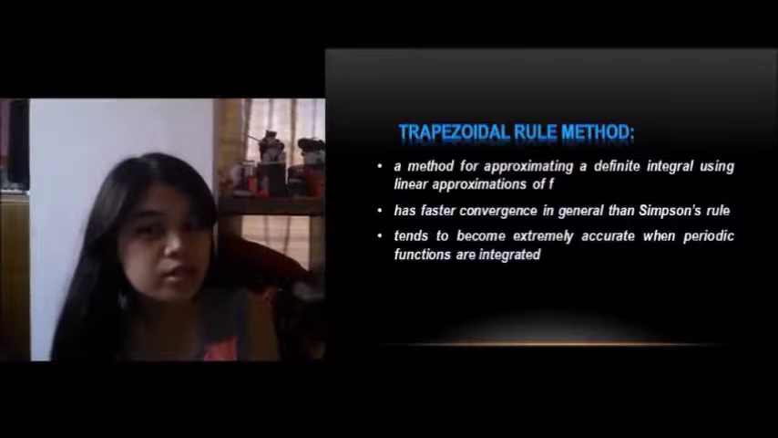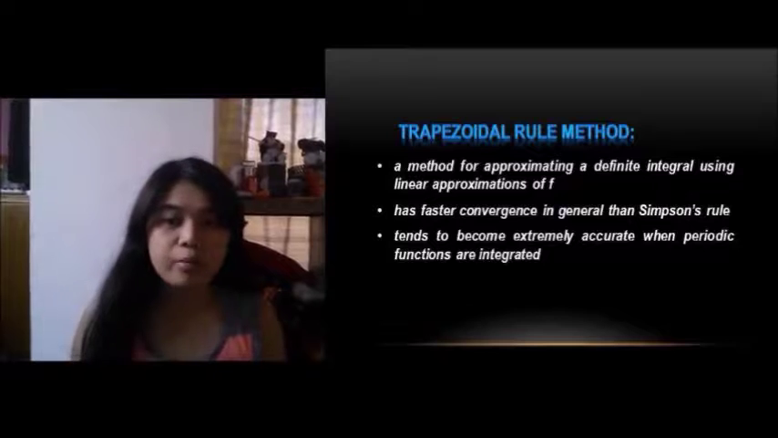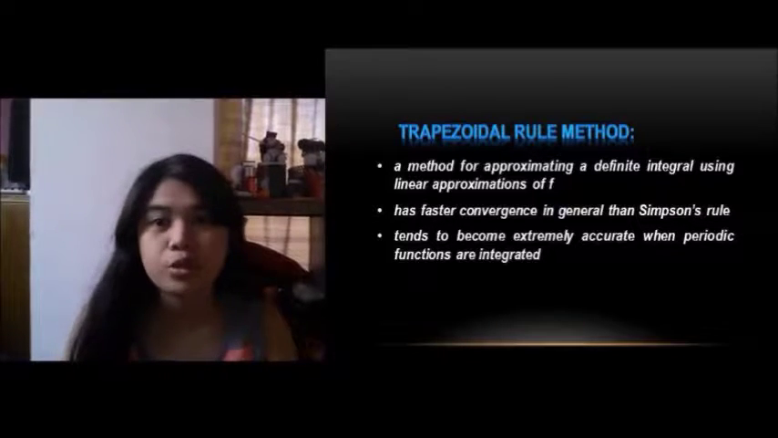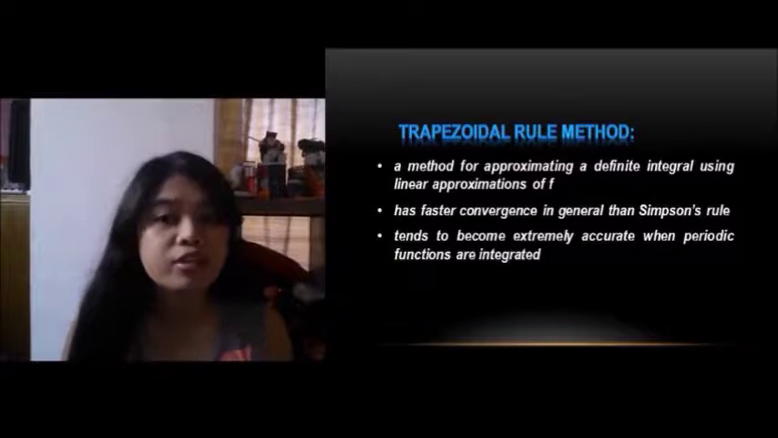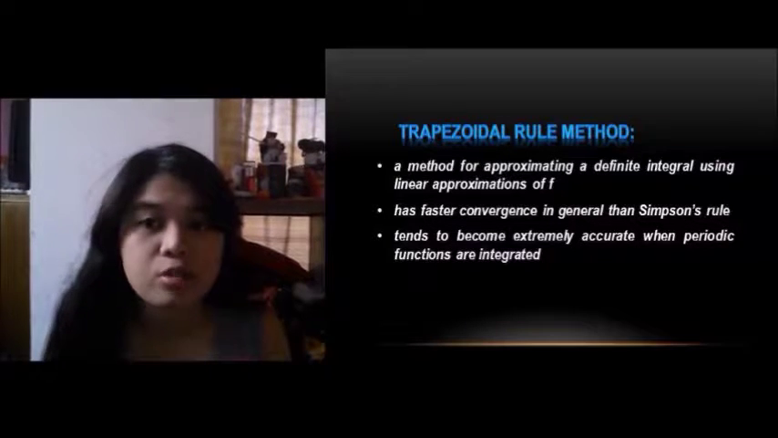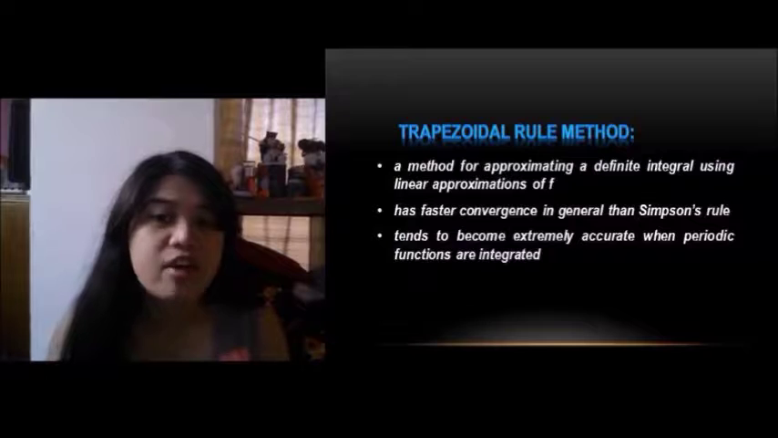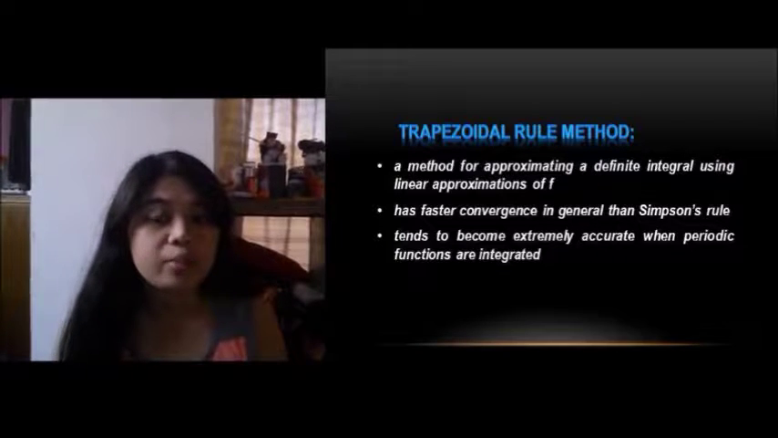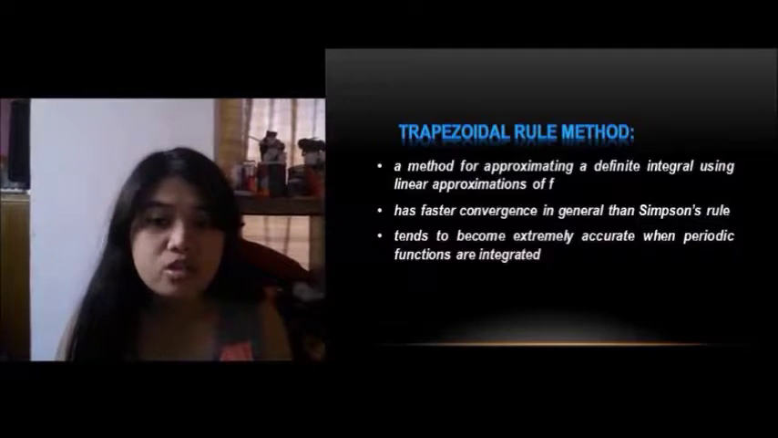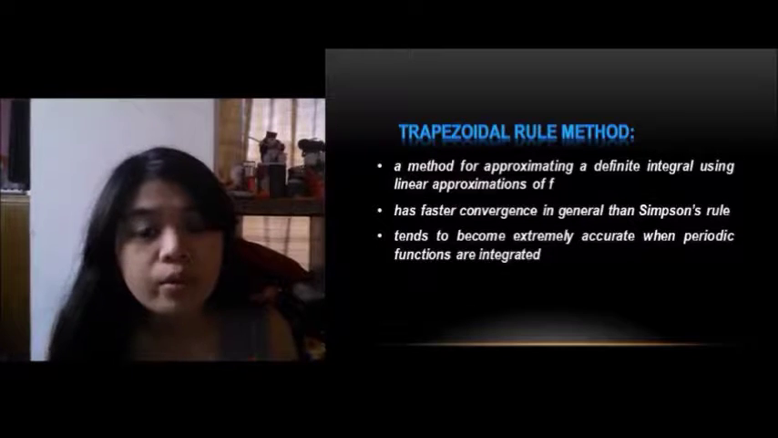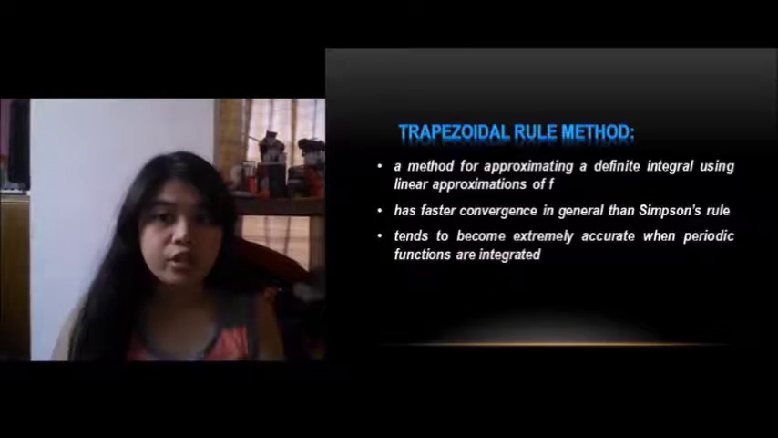Hi! Now we're going to tackle the trapezoidal rule method. So first, what is the trapezoidal rule method? The trapezoidal rule method is a method for approximating a definite integral using linear approximations of a function f. It has a faster convergence in general compared with Simpson's rule, and tends to become extremely accurate when periodic functions are integrated.